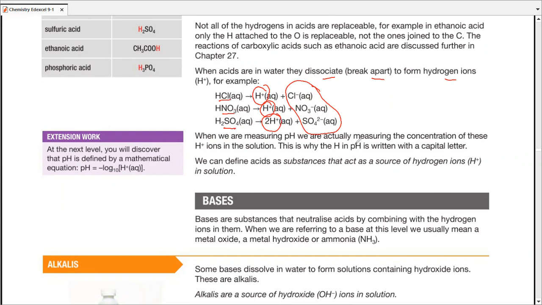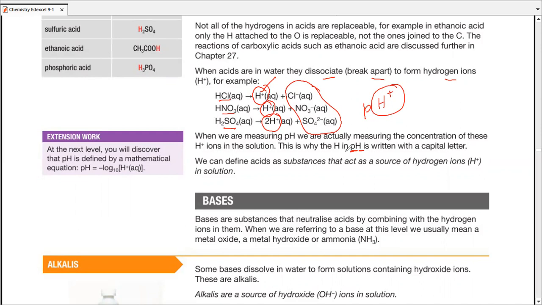So when we measure pH, we are actually measuring the concentration of these hydrogen ions in solution. The P was potency and H was actually a hint towards these H positive ions. So it's the strength, or the amount, of those H positive ions in a solution that we have been calling pH all along.